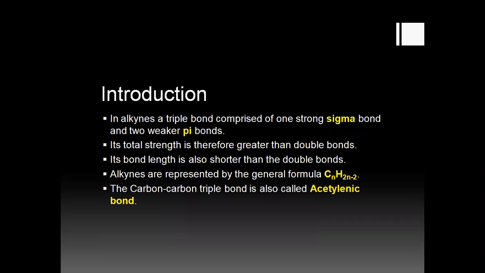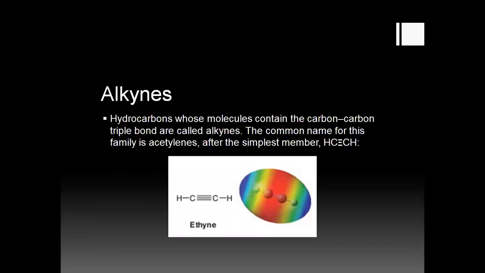Introduction of alkynes. Alkynes contain a triple bond comprised of one strong sigma bond and two weaker pi bonds. We can see in ethyne that there are three bonds. The central bond is a sigma bond, and the bonds above and below are pi bonds. The sigma bond is stronger because it lies on the axis of the nucleus, while the pi bonds lie above and below the nucleus axis, so they are less strong than the sigma bond.